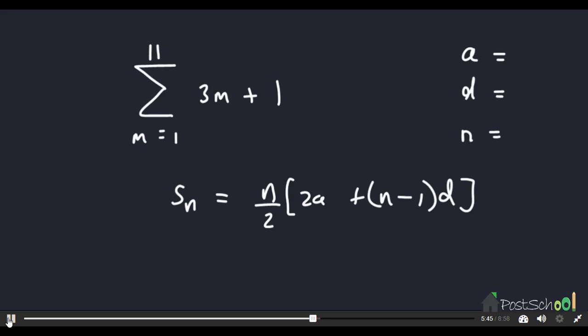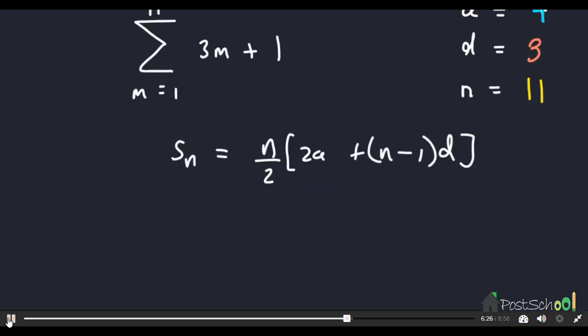All right. So what is a? For a, you just take this and plug it in there. So you're going to get that a is 4. And for d, d is any number next to a variable. In that case, it is 3. And for n, we have to say the top minus the bottom plus 1. We are going to get 11. All right. So we are going to be taking these and plugging them into our formula.